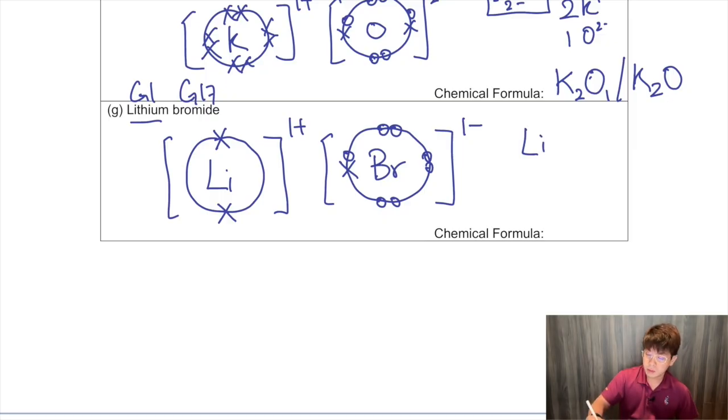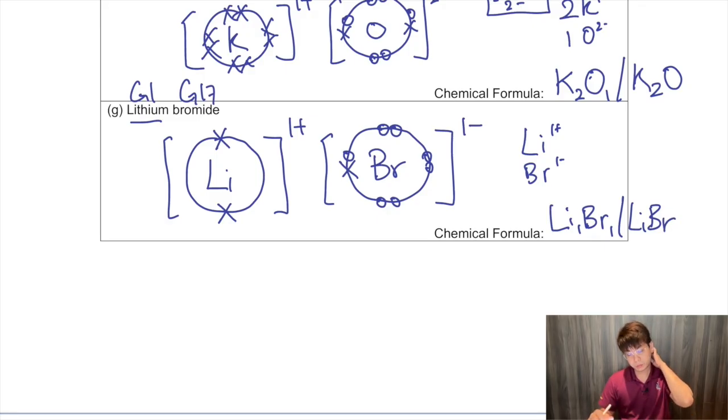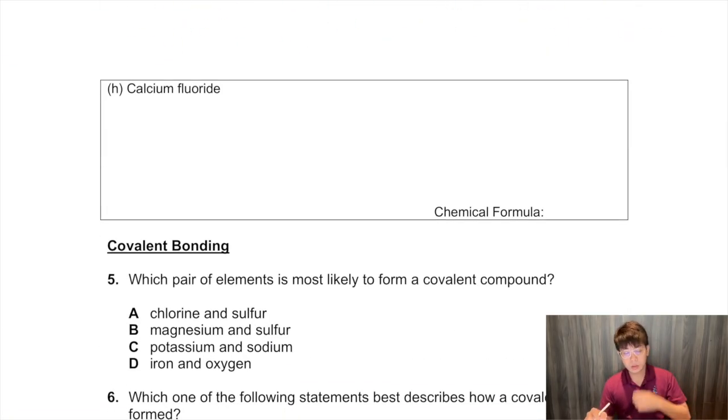Li 1 plus, Br 1 minus, balance. So there's 1 Li, 1 Br. So Li 1, Br 1, 1 each, or LiBr. Okay, last question from ionic.